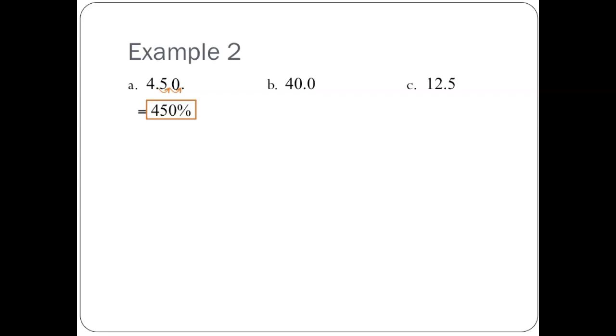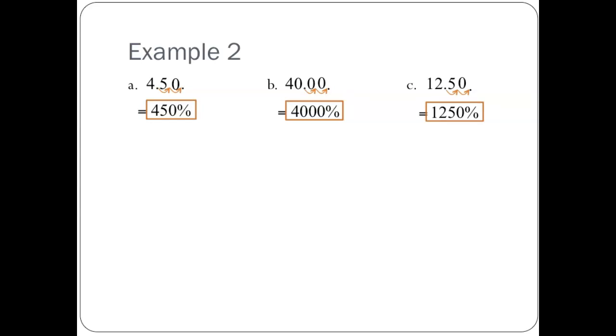All right, the next one we have 40. I put 0.0 there for you. We're going to move that decimal place 2 spaces to the right. We're going to have to add in a 0. So this is going to be 4,000. Tack on the percent, so this is equal to 4,000%. All right, the next one, 12.5. Again, move the decimal place 2 spaces to the right. And then we'll have to put in any zeros. So this is going to be 1250. Tack on the percent symbol, so this is 1,250%.